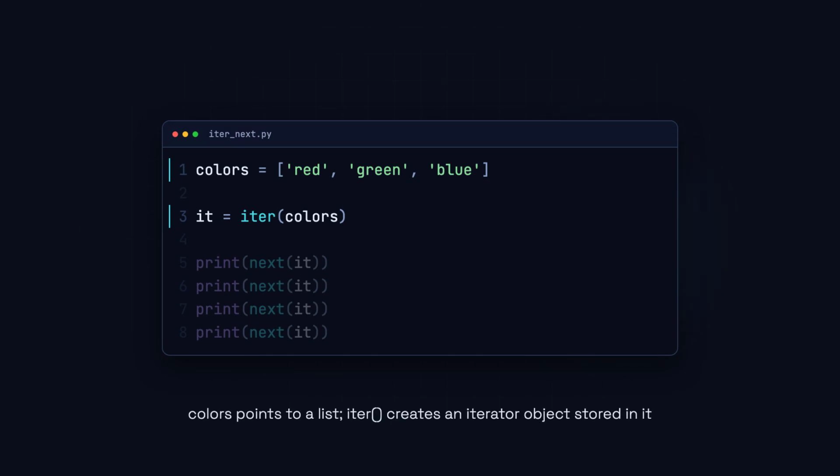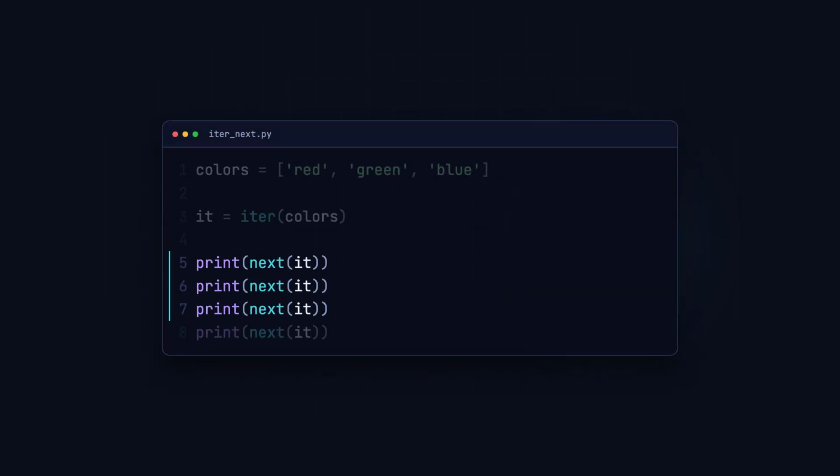Line 3 calls iter, which creates a brand new iterator object and binds it to the name it. The iterator's internal cursor is positioned before the first item. Each call to next advances the cursor by 1 and returns that item. First call returns red, second returns green, third returns blue. The cursor has now passed the last item.